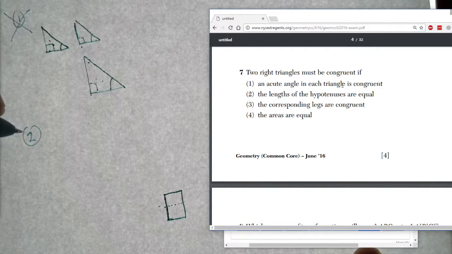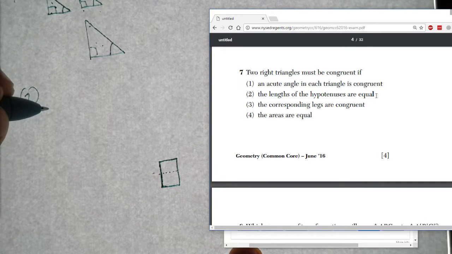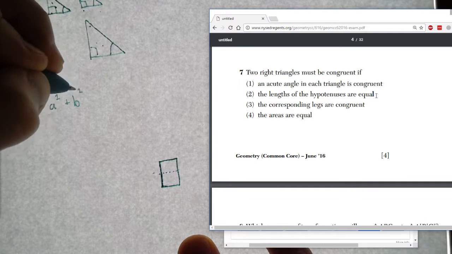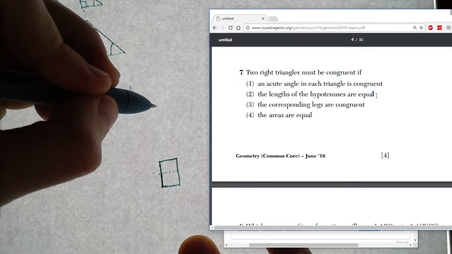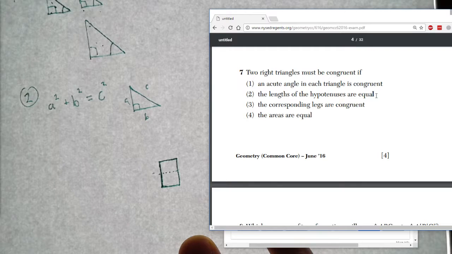Number 2, let's try and come up with a counterexample for number 2. Two right triangles must be congruent if the lengths of the hypotenuses are equal. Well, I might actually be able to prove this one wrong not by drawing a picture, but by using the Pythagorean theorem. I know that a squared plus b squared must equal c squared for any right triangle, where my legs are a and b, and c is my hypotenuse.